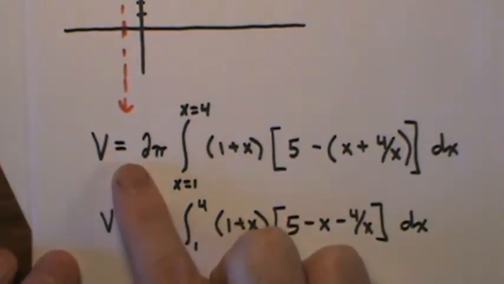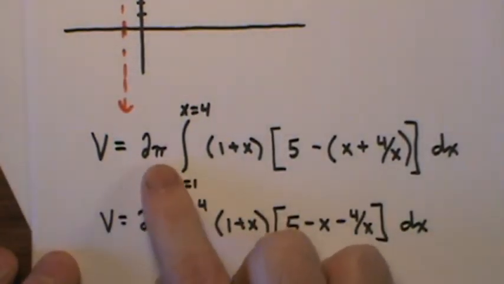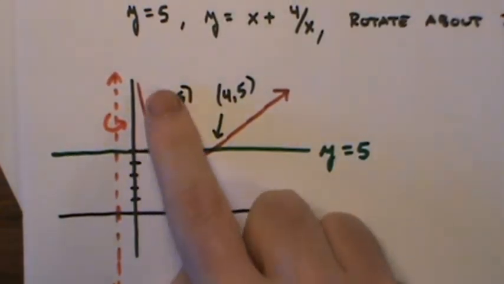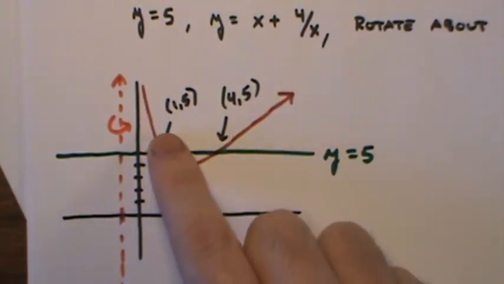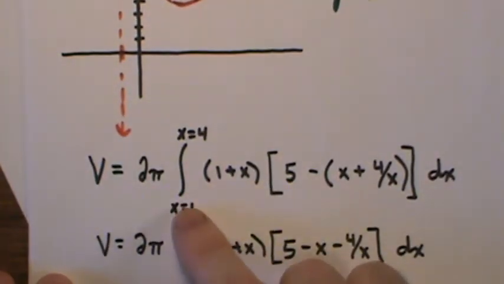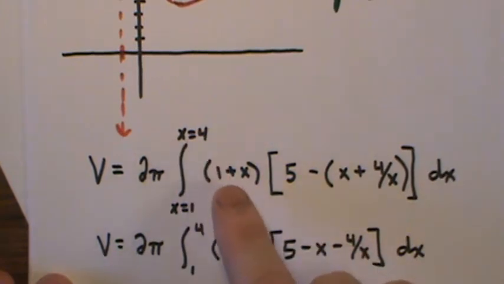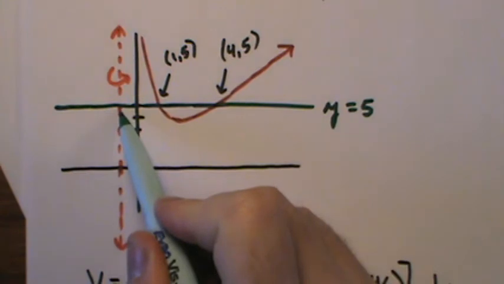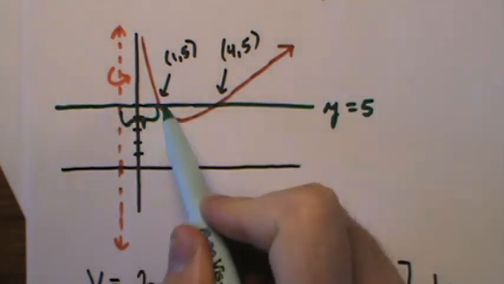I have my volume equals 2 pi. We should be masters of this now. And in my region, I found that the two curves were going to intersect at x equals 1 and x equals 4. So I went from x equals 1 to x equals 4. And then again, I want to focus on this radius because I think that's what we're having so much trouble with. Think about the distance that I'm going to travel from start to finish.